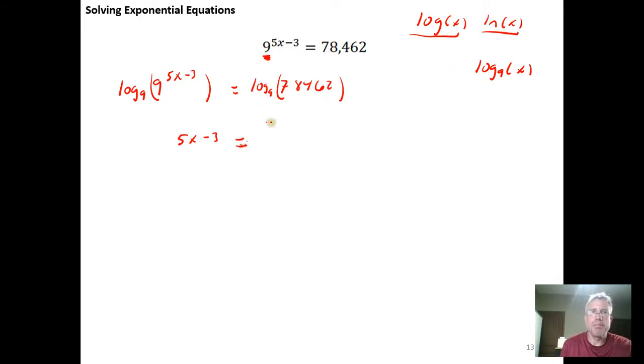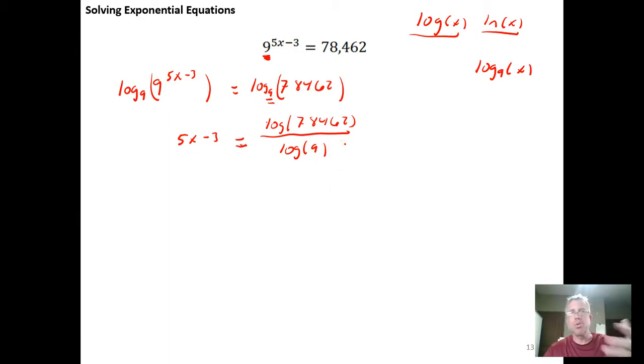You would need to remember that the change of base would allow you to use, for example, log base 10 of 78,462 divided by log base 10 of the base 9. We would need to convert it either to log base 10 or log base e, because that's what our graphing calculators can handle. But we don't need to work in log base 9 and then do a change of base if we don't want to. So that would be one way to do it.